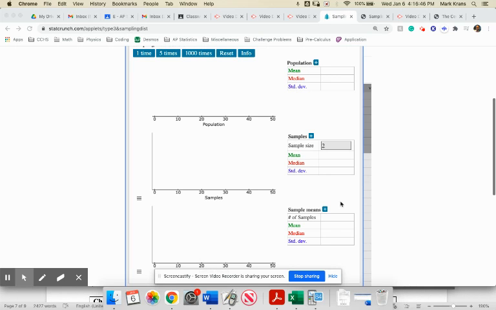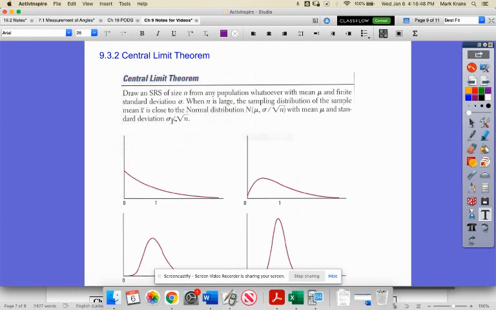All right, we are talking about something called the central limit theorem. There's a lot of words here. It says, draw a simple random sample of size n from any population whatsoever with a mean, mu, and a finite standard deviation. When n is large, the sampling distribution of the sample x bar is close to a normal distribution with that same mean and sigma divided by the square root of n, with mean, mu, and standard deviation, sigma over the square root of n.